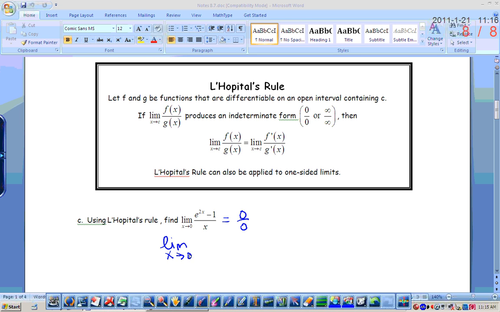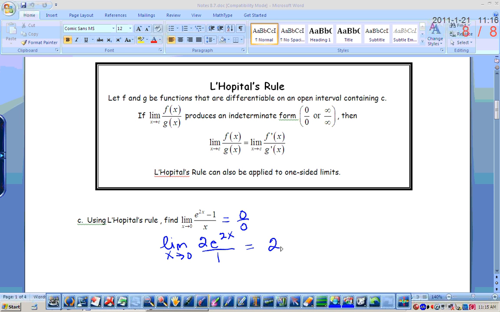So since I got 0 over 0 by direct substitution here, what I'm going to do is take the derivative of the top and the derivative of the bottom. So what would the derivative of the top be? 2e to the 2x, and the derivative of the bottom is 1. So now when I plug in a 0, I get 2 times e to the 0, or 2 divided by 1. And that's your answer.